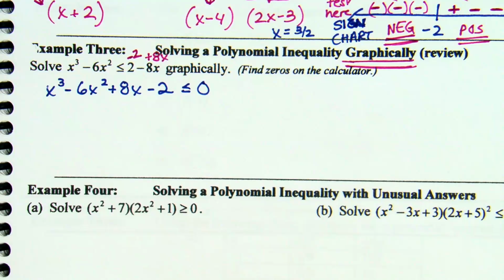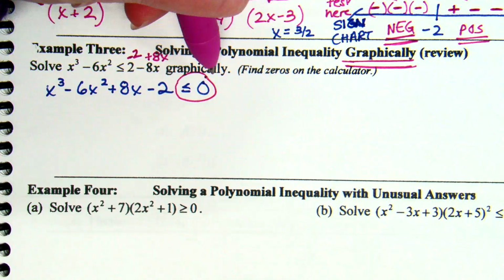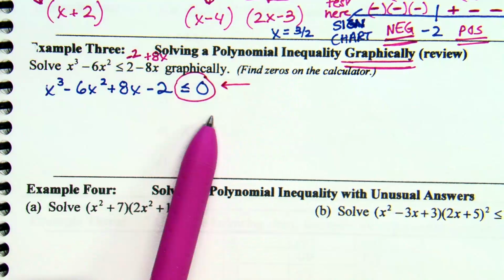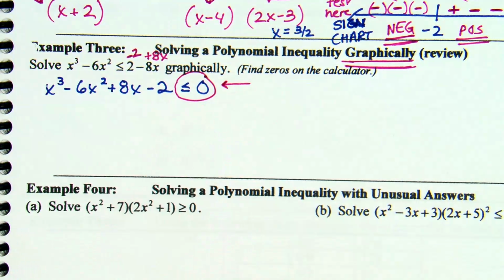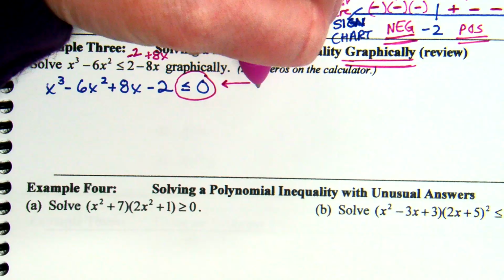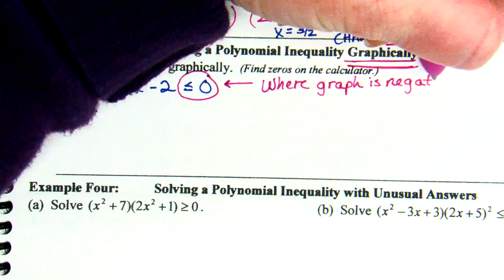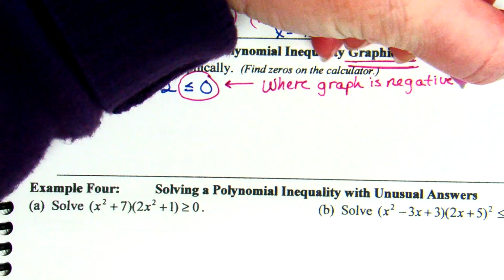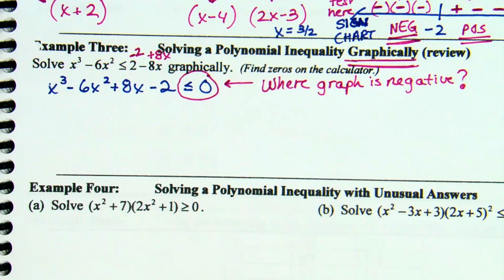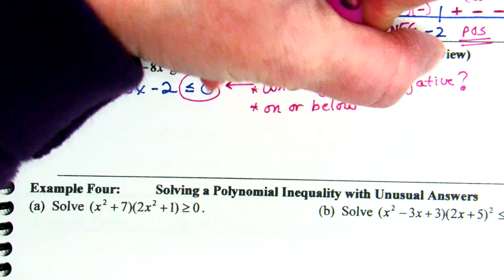When all is said and done with the problem, what is it we are being asked? Since this says less than or equal to 0, we're going to want to know where this graph is negative. Or in other words, physically on the graph, where is it below the x-axis? Technically, since it says equal to, I'm going to say on or below the x-axis. So I'm going to write this out over here as a question: where the graph is negative. That's the question we're being asked because it says less than. So when we look at the graph, we're going to be looking for on or below the x-axis.